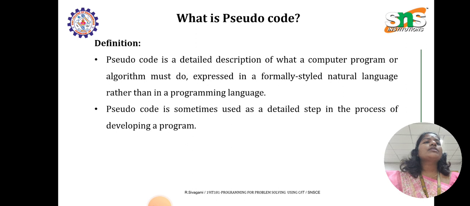What does it mean by pseudocode? What is pseudocode? The definition of pseudocode is a detailed description of what a computer program or algorithm must do, expressed in a formally styled natural language rather than a programming language. Pseudocode is sometimes used as a detailed step in the process of developing a program.